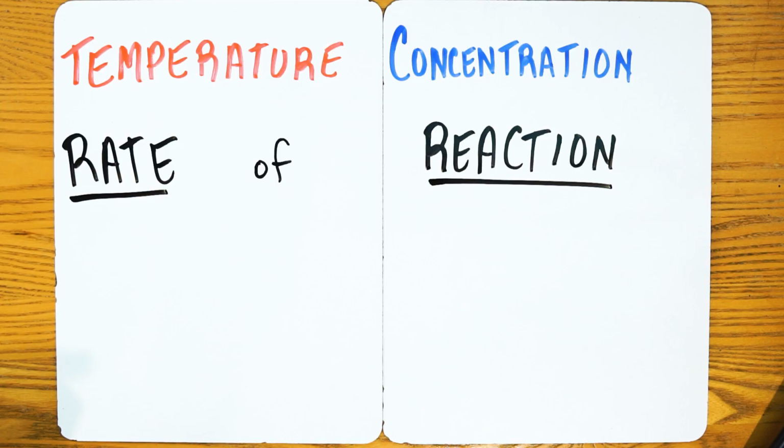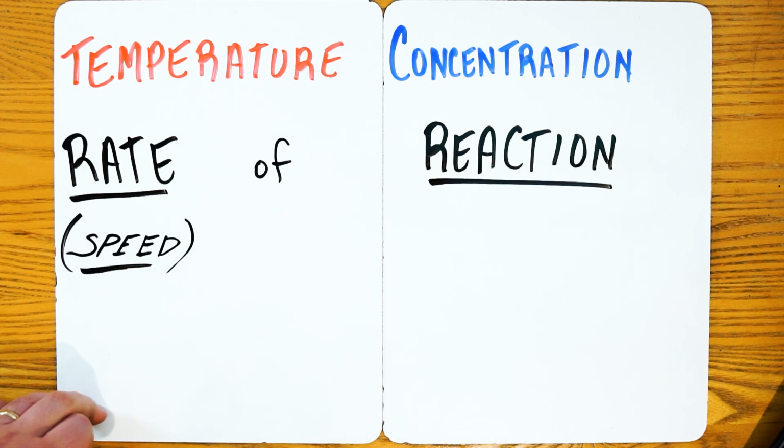So first, what is rate of reaction? Rate of reaction is essentially the speed of a reaction, or how fast the reaction happens.